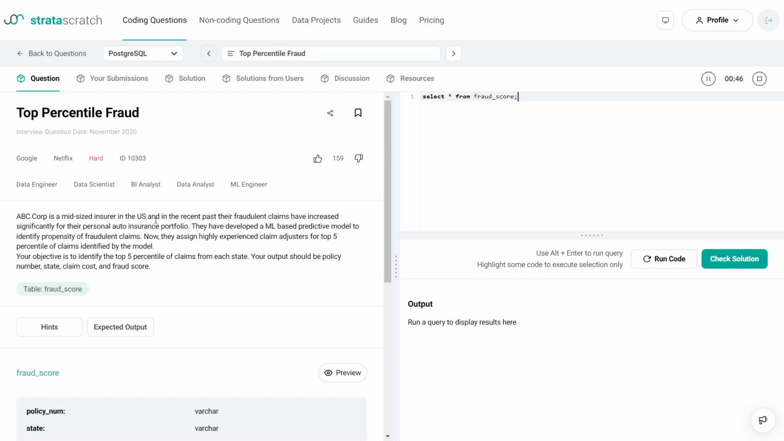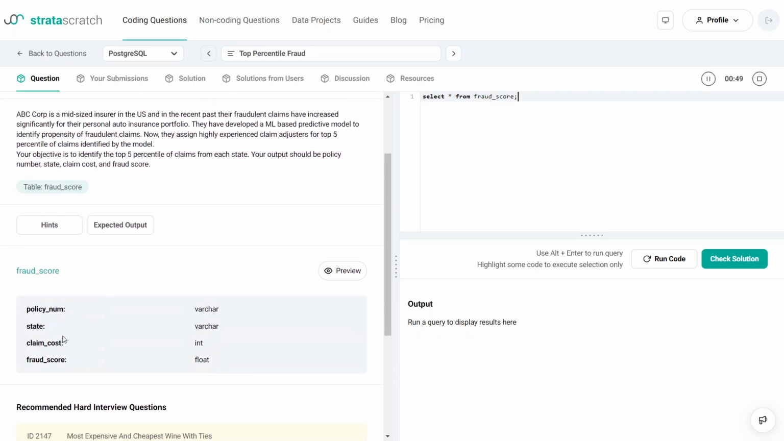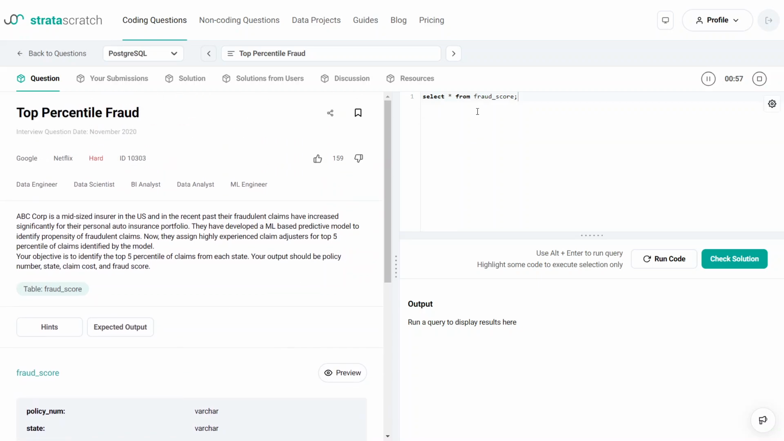Okay. And let's take a look. Oh, okay. It's just one table, and it has the exact columns they're asking for, right? They're asking for policy number, state, claim cost, and fraud score, and that's what we have here. So let's go ahead and start writing our code.